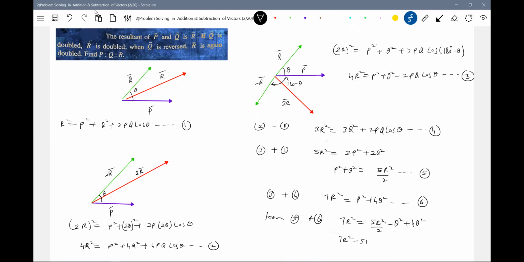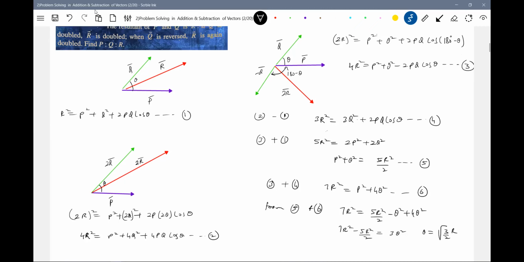I'll simplify it somewhere. I'm not that good in maths. So 7R square minus 5R square by 2 equal to 3Q square. Okay, yeah, fine. Now the relation between R and Q is what we are trying to get. 2 7s are 14, 14 minus 5 will be 9, 9R square by 2. So therefore this Q will become under root of 3 by 2 R. This value I'll substitute, and if I solve it further, I'll get P equal to R.